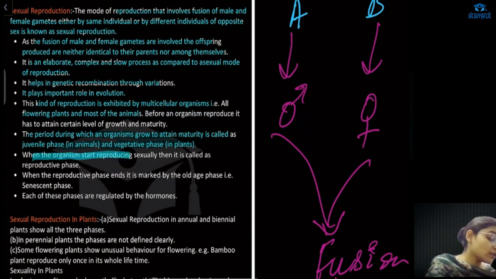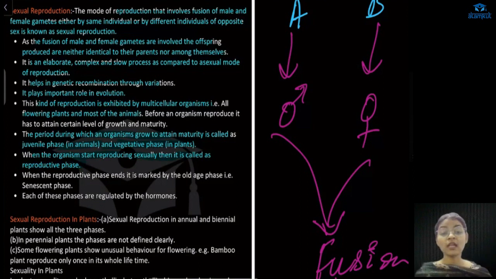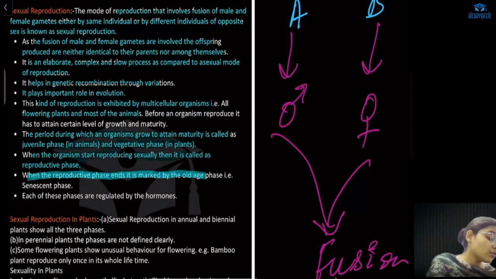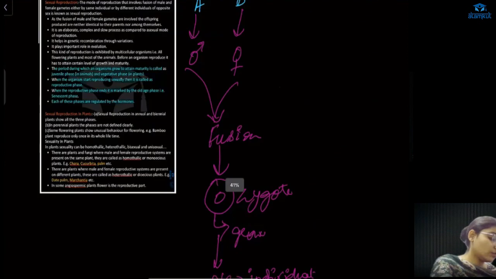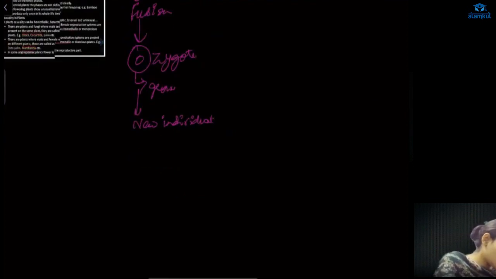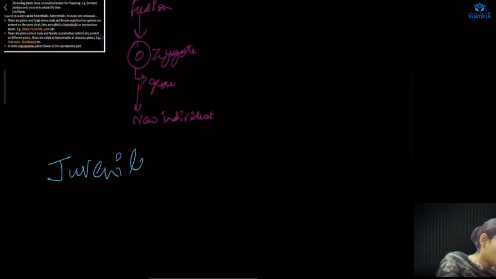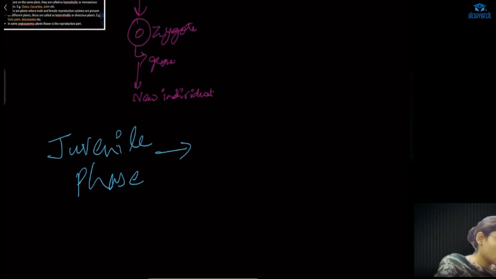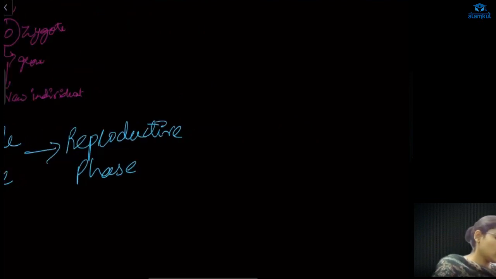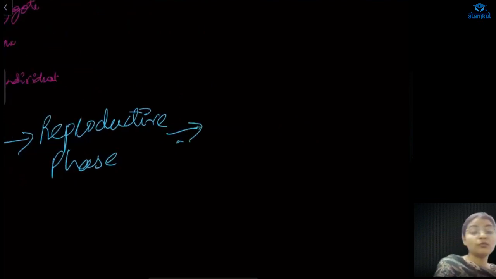When the organism starts reproducing sexually, it is called the reproductive phase. जब sexual phase आएगा तो उसको बोलते हैं reproductive phase. When the reproductive phase ends, it is marked by the old age phase, that is the senescence phase. Each of these phases is regulated by hormones. Okay, start कहाँ से हो रहा है? Start होता है juvenile phase से. Then यहाँ पे sexual reproduction नहीं हो रहा है. Then आता है maturity phase और reproductive phase, and then after a certain point जब old हो जाती है तब आता है senescent phase.